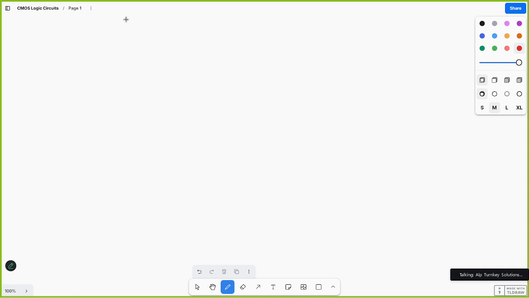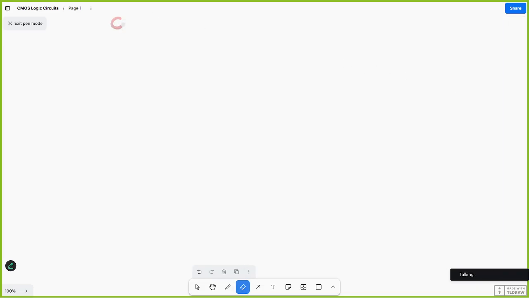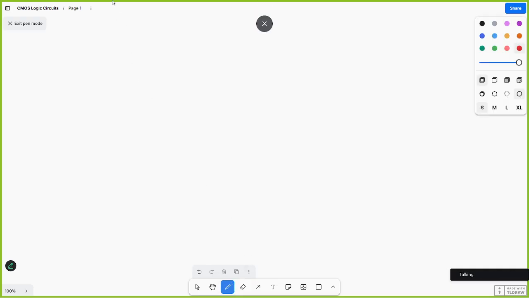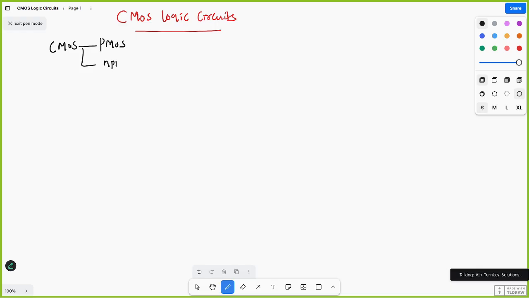Okay. So today we'll see the CMOS logic circuits. You have already seen that CMOS is a combination of PMOS and NMOS, with PMOS as pull up and NMOS as pull down. So we have already seen the ideal characteristics of NMOS and PMOS.